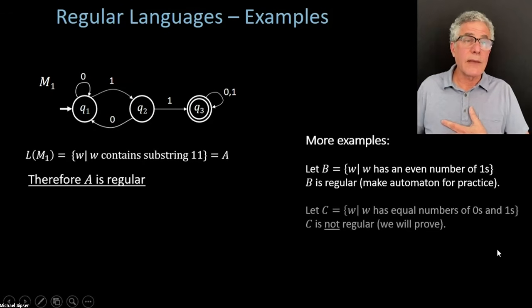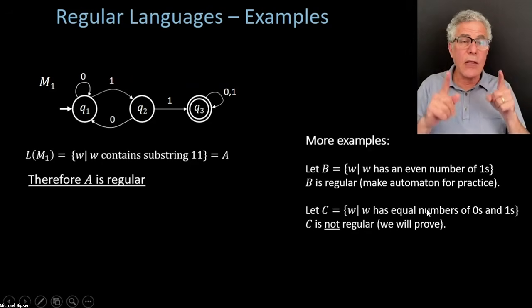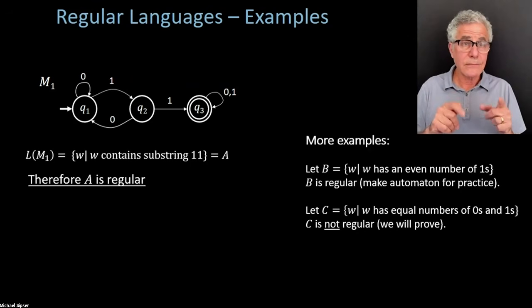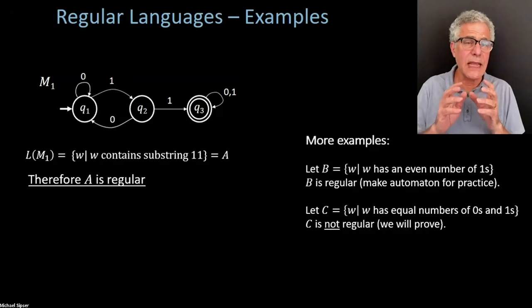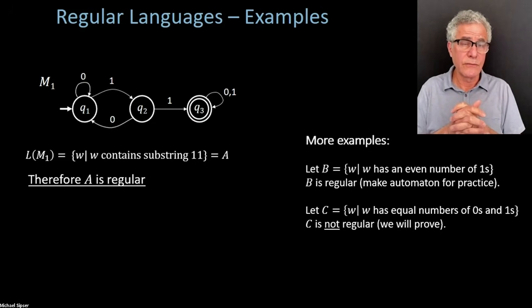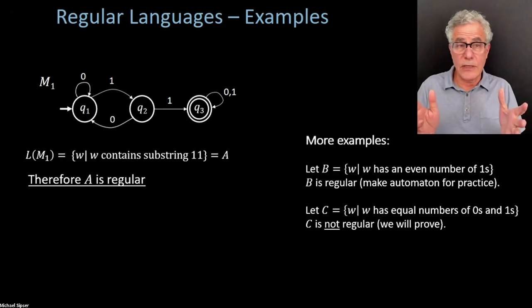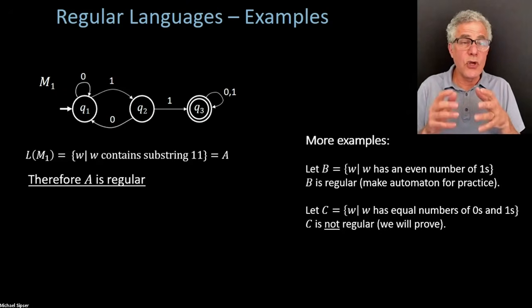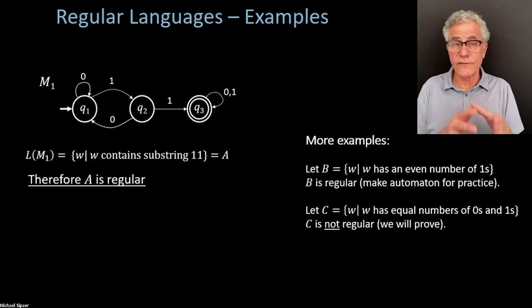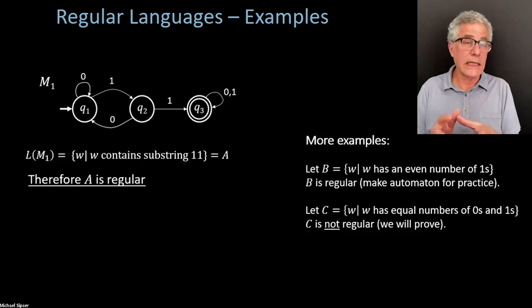Let's look at another example. The language C, where the inputs have an equal number of zeros and ones. That turns out to be not a regular language. In other words, there's no way to recognize that language with a finite automaton. You just can't do it. That's beyond the capabilities of finite automata. That's a statement we will prove later.